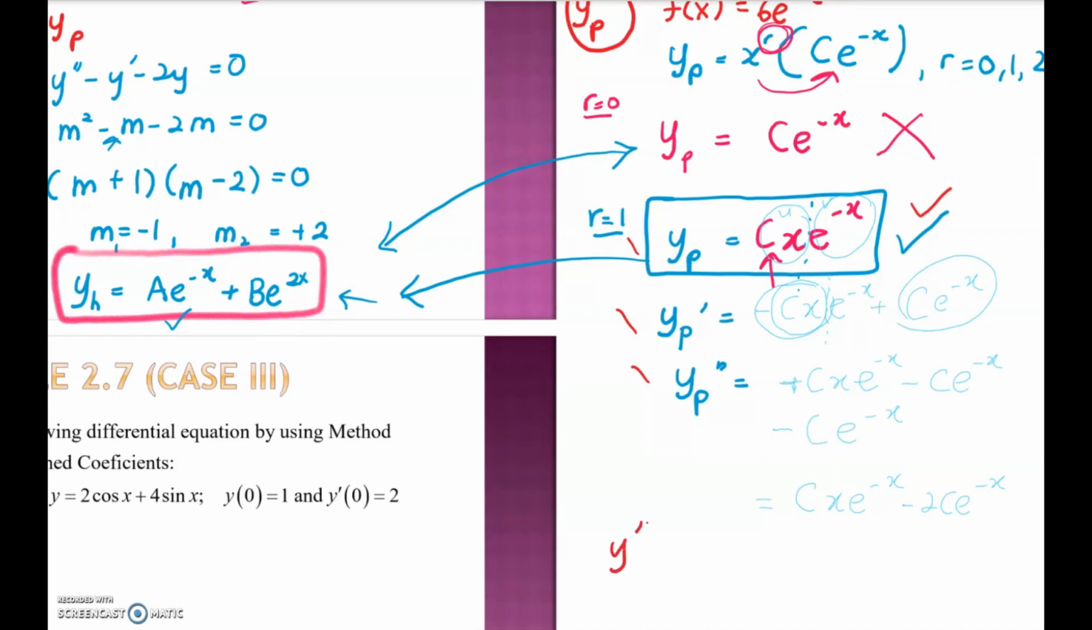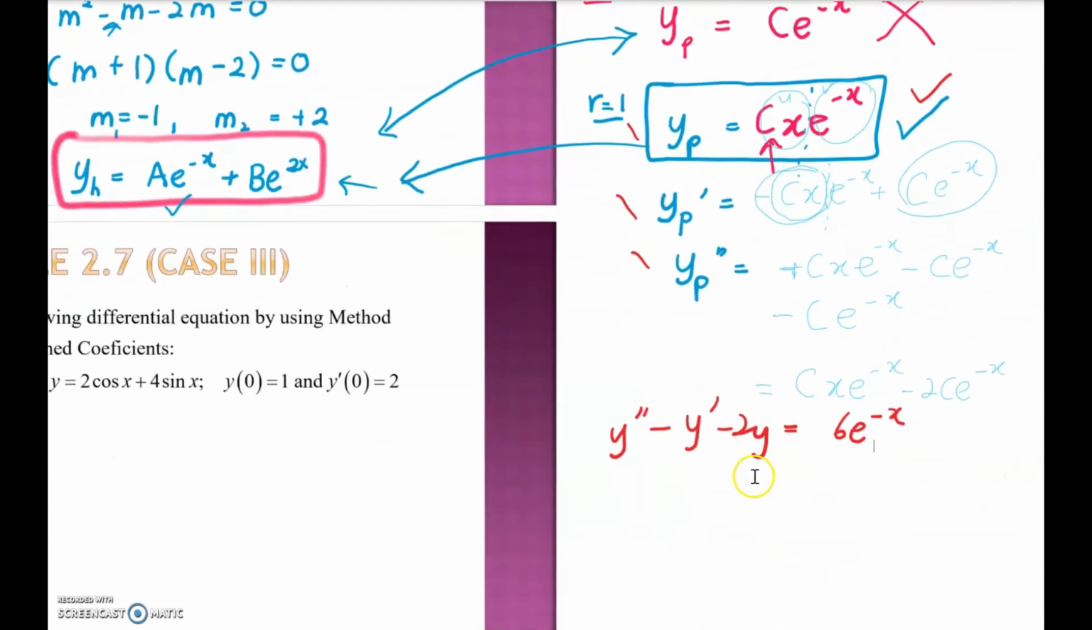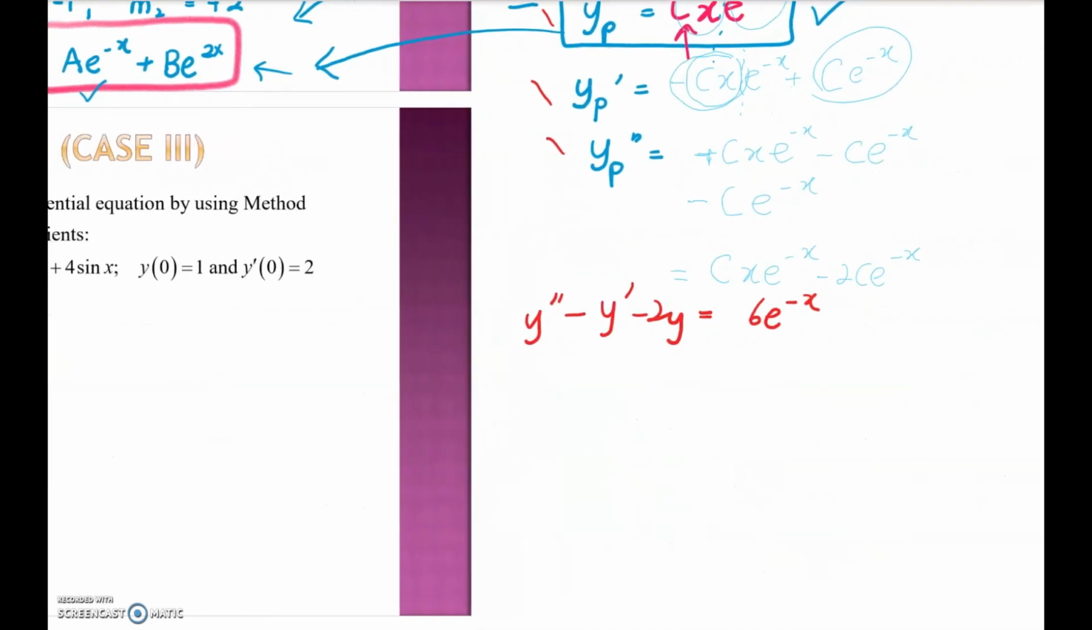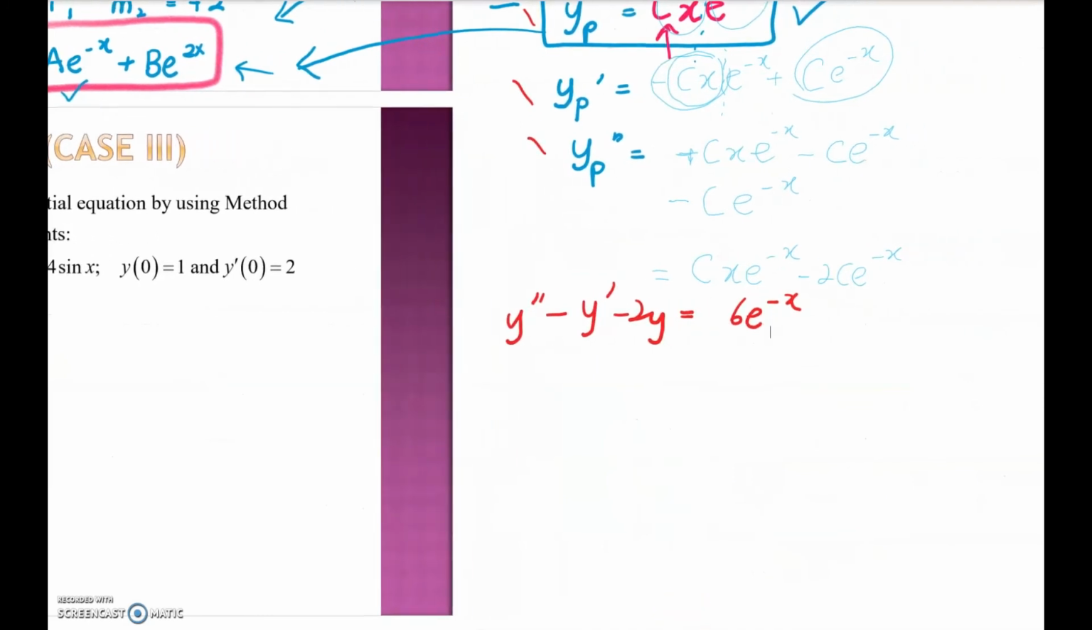Okay, so this is our question. Y prime minus 2y equals to 6e negative x. Okay, so do it, please do it carefully. So y double prime is Cx e negative x minus 2e negative x.